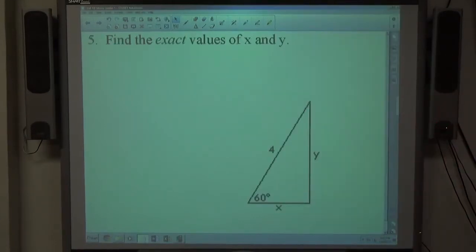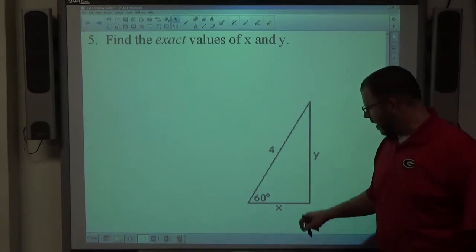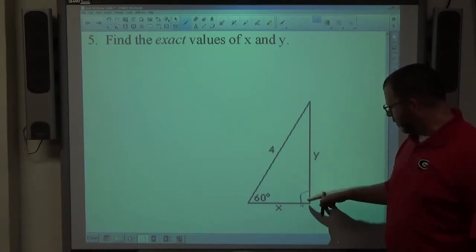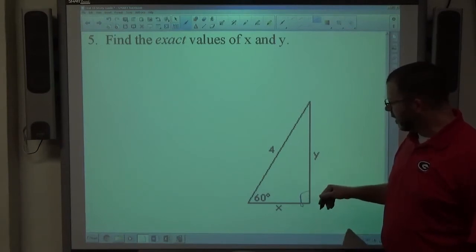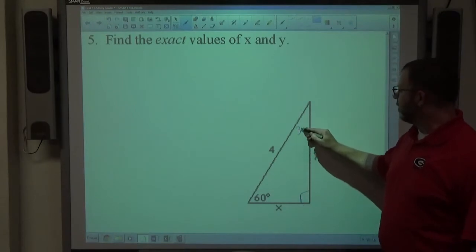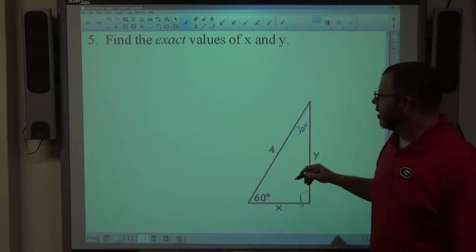And number 5 asks us to find the exact values of x and y, and we can see this is a right, it's not marked a right angle, but we can assume that to be right angle for the sake of this test. That's the 60 degree, which makes this 30 degrees up here. 30, 60, 90 right triangle.